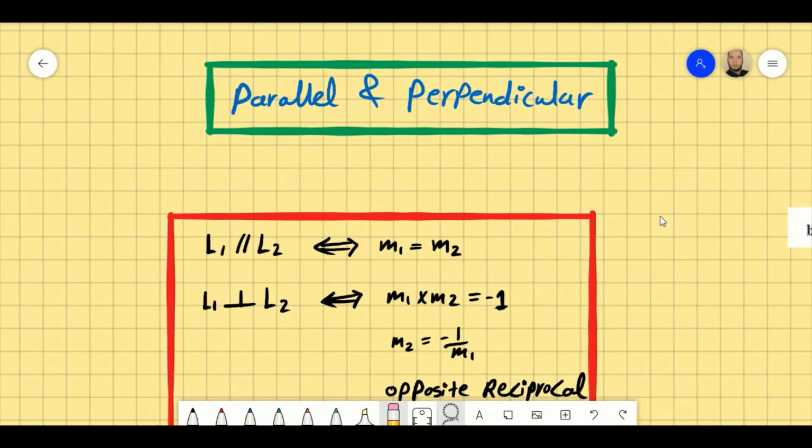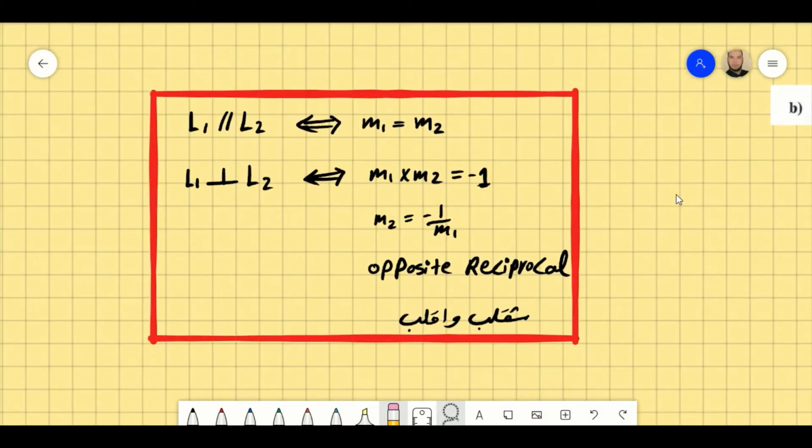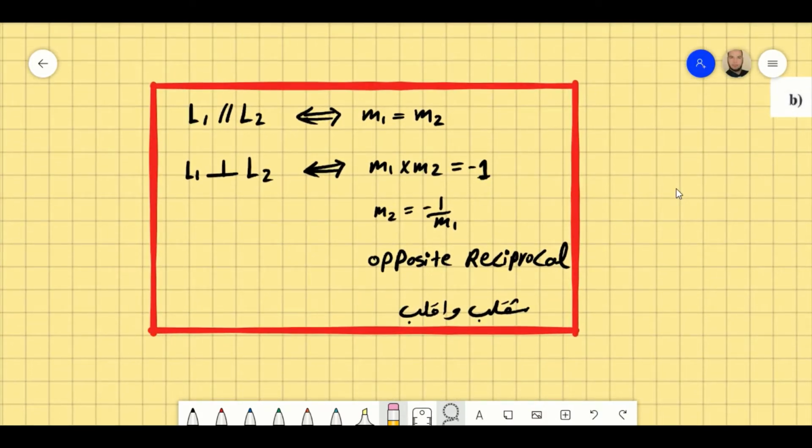عندنا درس البارallel والبربنديكولار. طيب المين رول بتاعة الدرس اللي لازم كلنا نبقى عارفينها بتقول ان if line 1 is parallel to line 2 then m1 is equal to m2, so the gradient of the first line is equal to the gradient of the second line, and vice versa. What does that mean? If the slopes are equal, if the gradients are equal, so the lines are parallel.